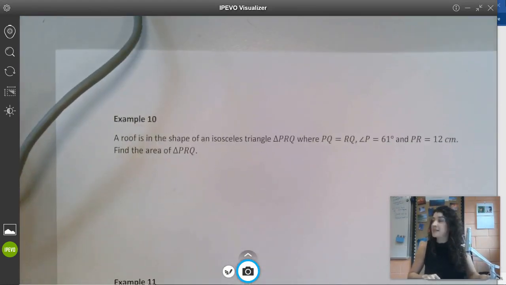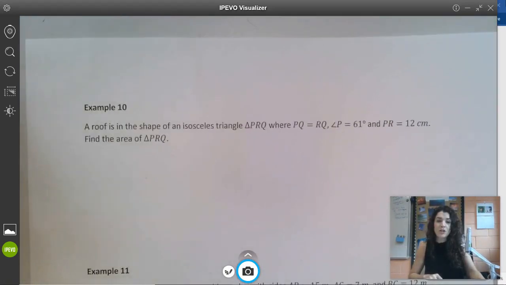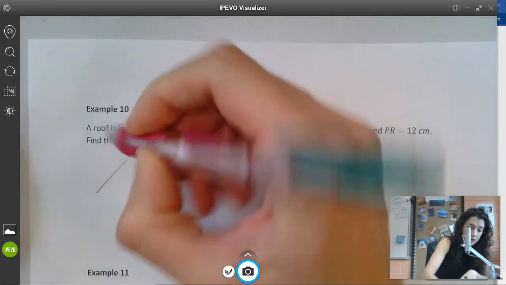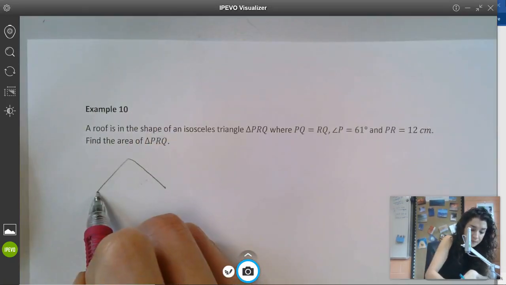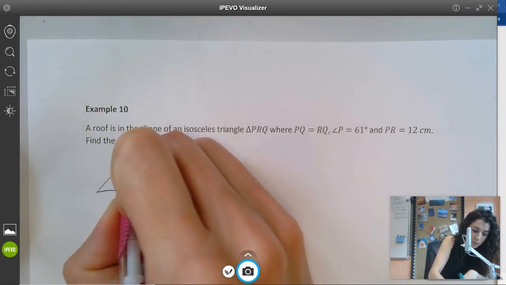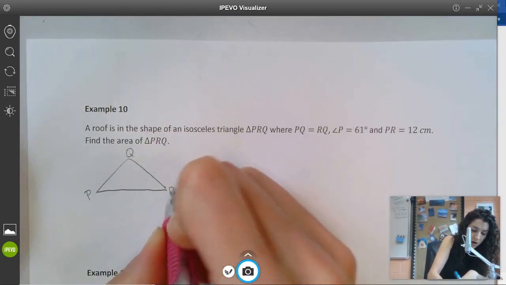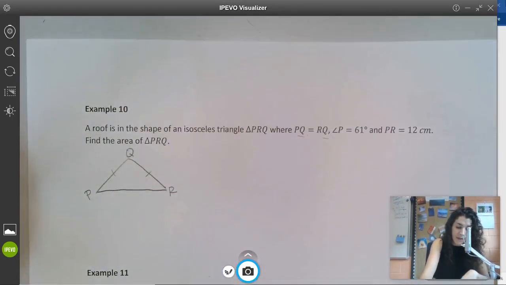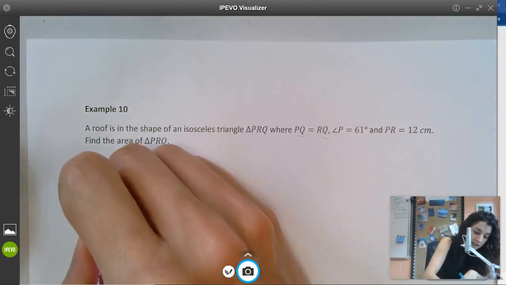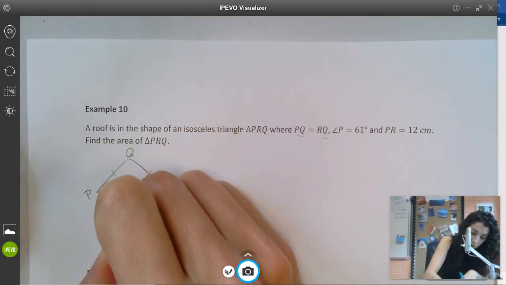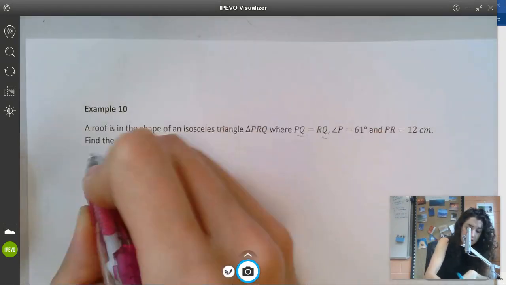More difficult problems here at the end. The roof is in the shape of an isosceles triangle, PRQ, where PQ equals RQ. Okay, I'll draw an isosceles triangle before I move on. And it's PQ and RQ. I found out what they had in common. And it says angle P is 61, PR is 12. And it says we need to find the area.